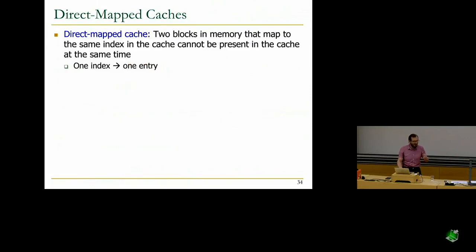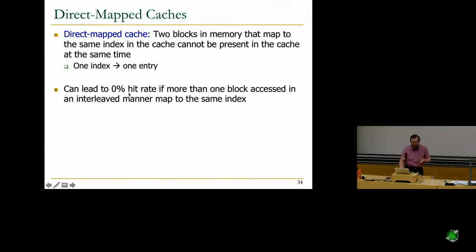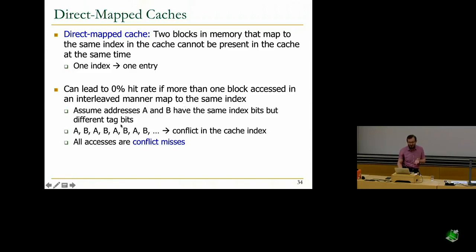Well, actually, before going into that, I'll recap the problem. Two blocks in memory that map to the same index in the cache cannot be present in the cache at the same time, because one index can store only one entry. That's the fundamental problem. And as I said, this can lead to a 0% hit rate if more than one block is accessed in an interleaved manner mapped to the same index. A, B, A, B, A, B, A, B, A, B. They conflict in the cache index, and all accesses are conflict misses. You get 0% hit rate.